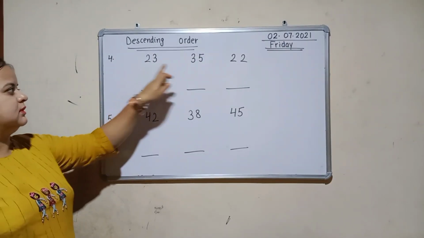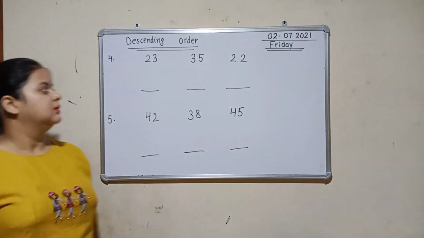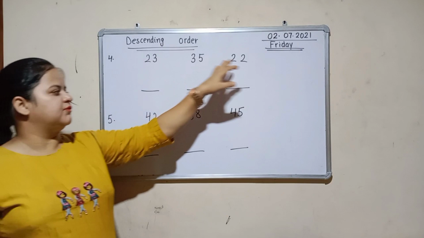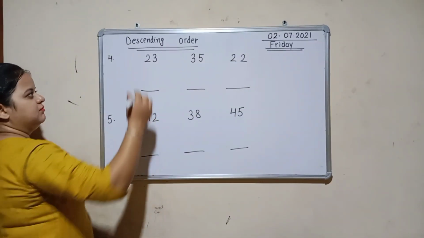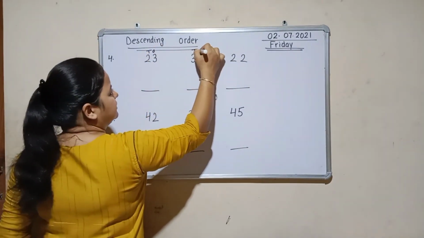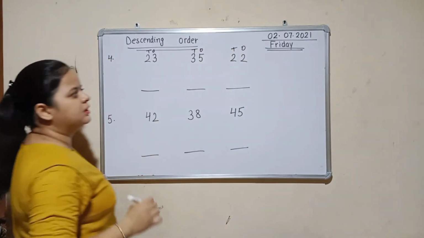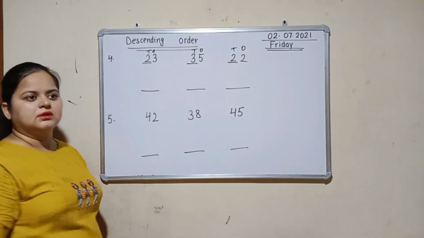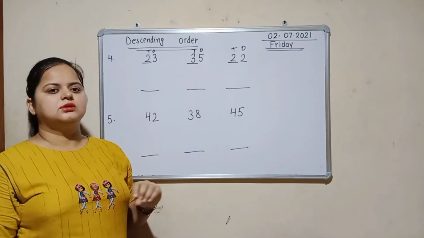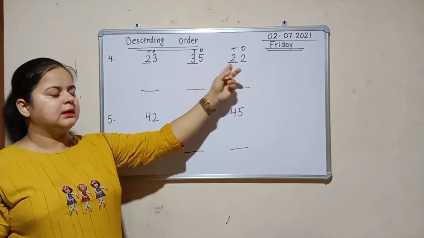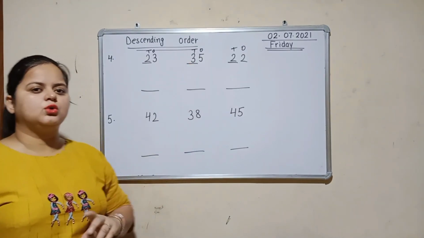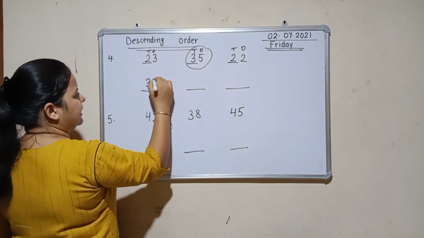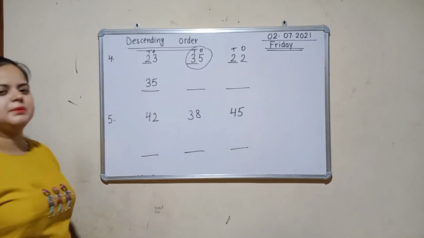See, in this sum, here we have only 2-digit numbers 23, 35 and 22. We will compare the digits which are placed on tens place. 2, 3 and 2. 2 and 2 are same. 3 is greater than 2. So 35 is the greatest number. We will write it here on the first place.